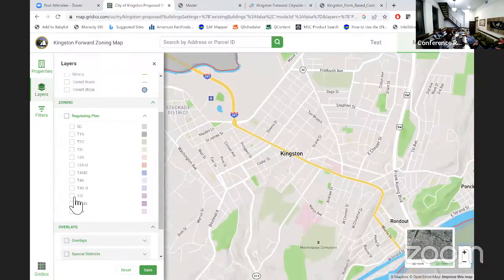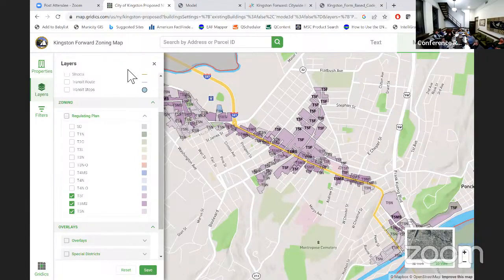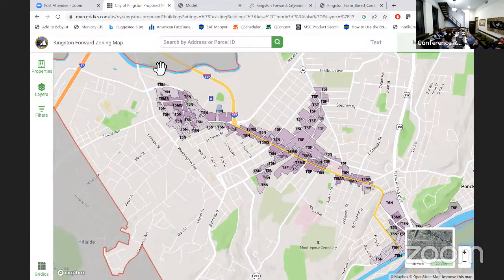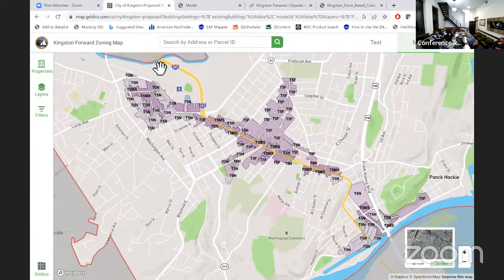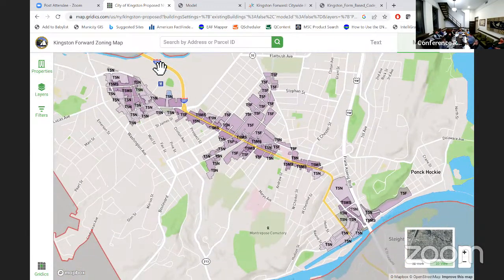This is where it looks like. So these are the T5s. But that zone, according to this chart, the T4 doesn't have duplex, detached house. T4, yes, it does.